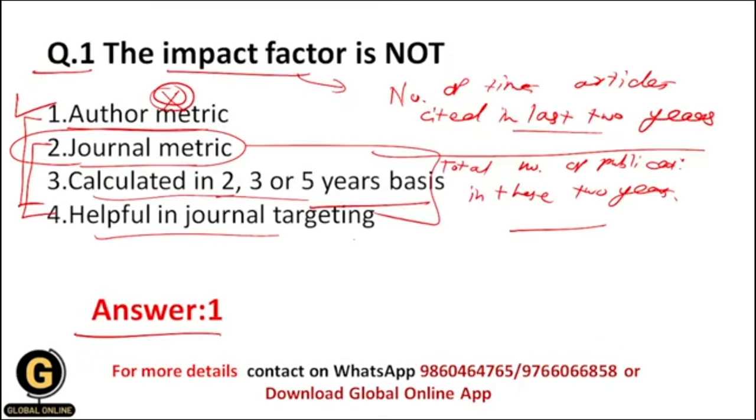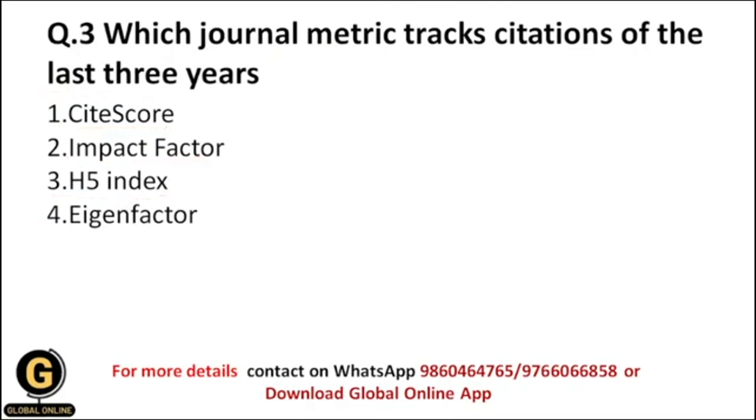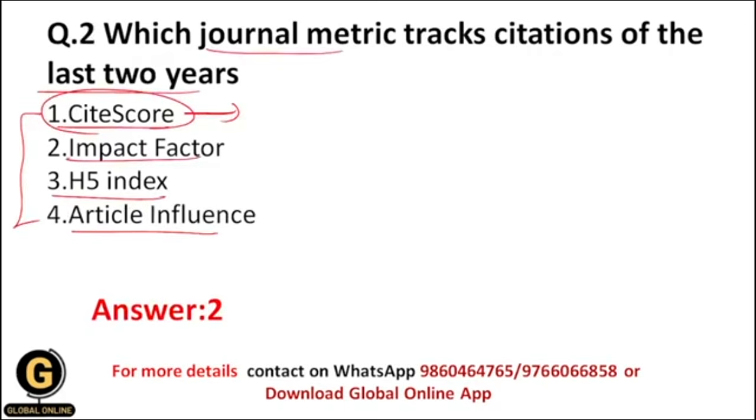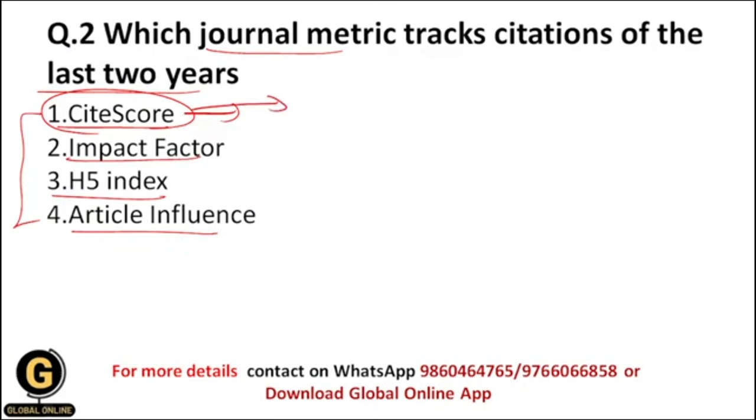As we have seen, the formula for impact factor counts the number of times articles were cited in the last 2 years. But within the cite score, the articles we include are for the last 4 years. So the formula for cite score is the number of times articles were cited in the last 4 years upon the total number of publications in these 4 years. Here you are going to calculate the citations for the last 4 years instead of 2 years.